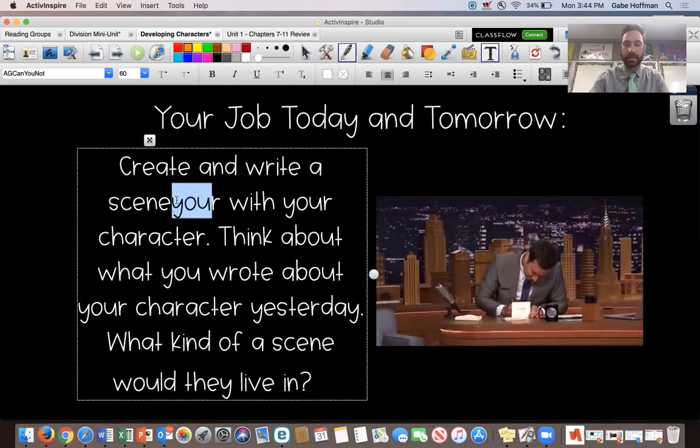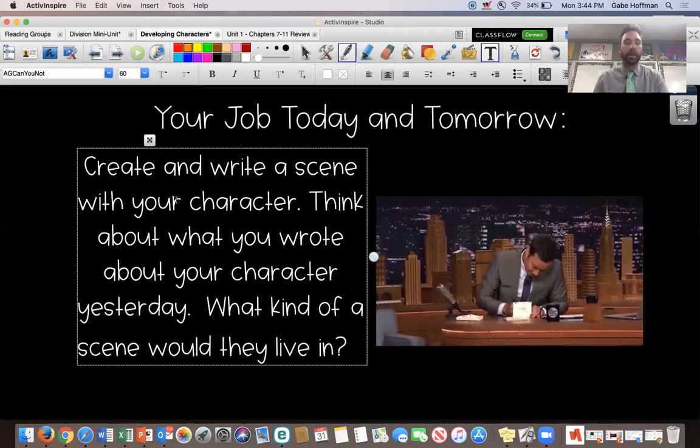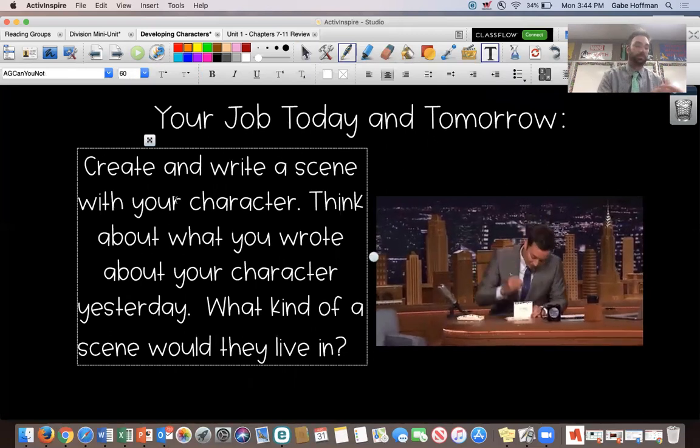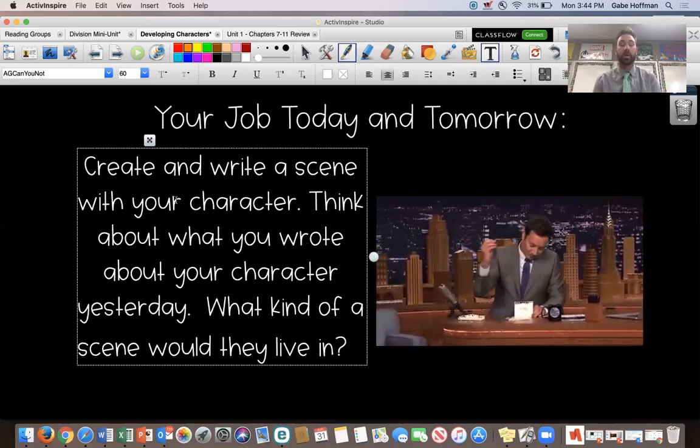So create and write a scene with your character, and then think about what you wrote about your character yesterday to help jumpstart your scene. Think about what kind of scene that character would live in. Okay, that's going to end up being due tomorrow. Again, it's not due today. There's nothing to submit today. Tomorrow on Thursday, you're going to submit that scene. You can type it, or you can use your writer's notebook, and then read out loud what you wrote in your notebook.